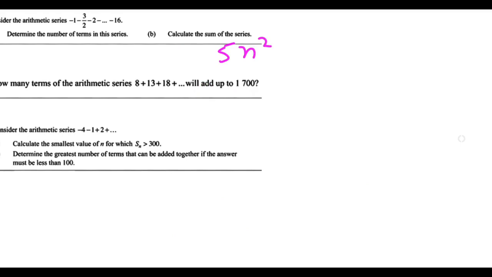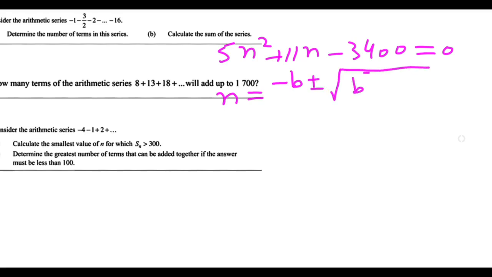5n square plus 11n and negative 3400, positive become negative, equal to 0. Now I'm gonna use the quadratic formula to solve for n. Remember the quadratic formula, n is equal to, we solving for n, so negative b plus minus square root of b square minus 4ac over 2a.